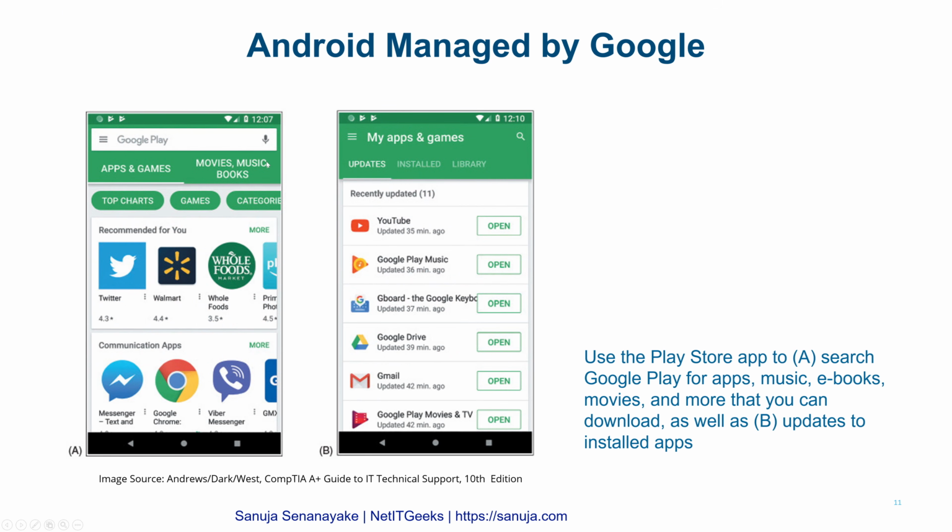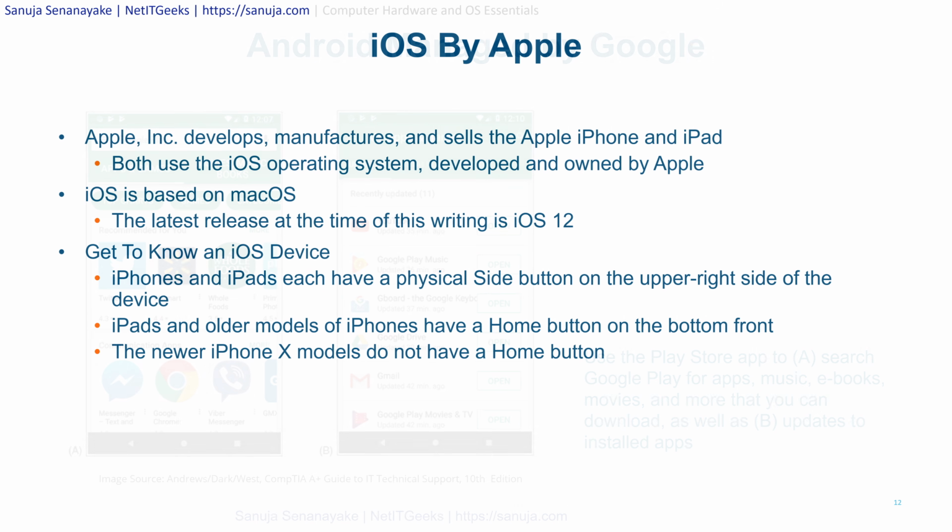So here is an example screenshot of Google Play Store, and you can see on the left hand side, you can search the Google Play for apps and music, ebooks, movies, and many other downloadable items, while on this screen it shows how you can update the installed apps on your Android device.